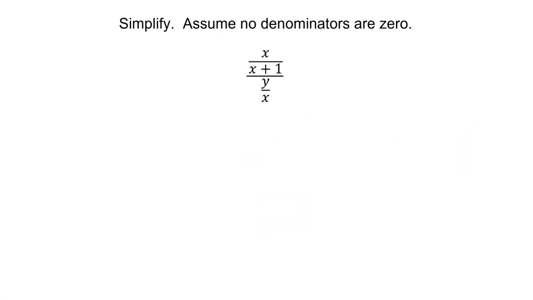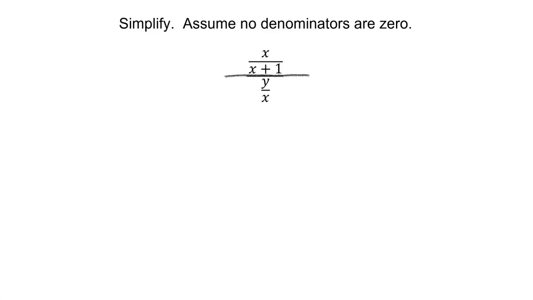One last example. Let's simplify x over x plus 1 divided by y over x. There's our main fraction bar. So the numerator of this fraction contains a fraction. It's x over x plus 1, but still just one term in the numerator, the single fraction x over x plus 1. And in the denominator of the fraction is a single term y over x. So again, we have one term in the numerator and one term in the denominator.